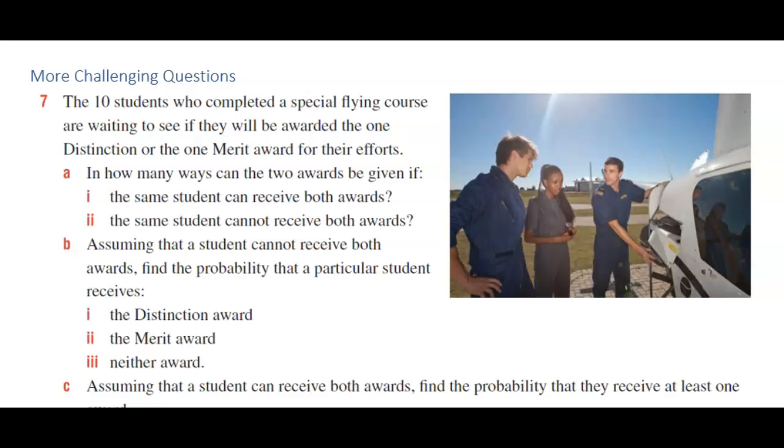Okay, so this question here, we've got 10 students who completed a special flying course are waiting to see if they will be awarded the one distinction or the one merit award for their efforts. So there's only one of each given. So in how many ways can the two awards be given if the same student can receive both awards and the same student cannot receive both awards? So we're looking at how many ways.